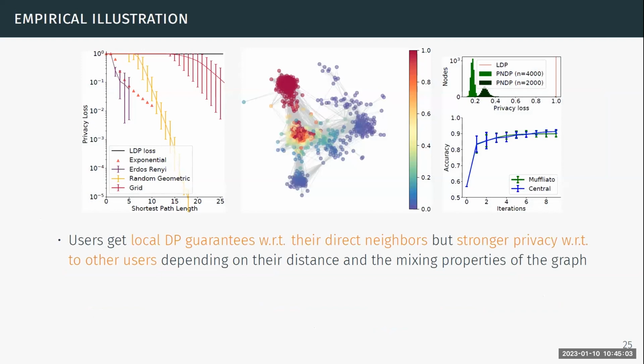Okay, so what happens in practice is that thanks to this analysis, you can show that users get local DP guarantees with respect to their direct neighbors, because the direct neighbors will observe everything if you keep the graph constant. But they get much stronger guarantees with respect to other users. And this is what we show here for different types of topologies. This is the LDP loss, local DP loss. Based on the distance in the graph, we see that the privacy loss gets better as we get further away in the graph. And the graphs that work nicely are, for example, the exponential graph or random geometric graphs that are good expanders.